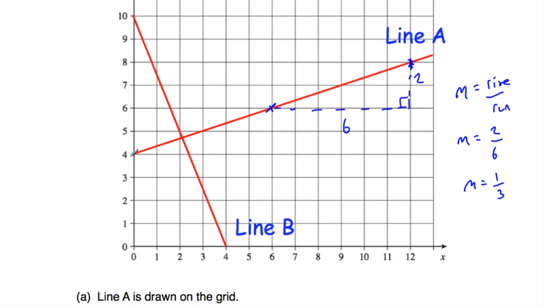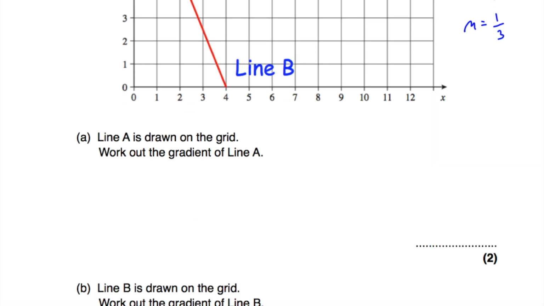So, and let's just check that. If we go across 1 unit, we go up a third. If we go across another unit, we go up another third. If we go across another unit, we go up another third. And as you can see, a third, and a third, and a third, that's equal to 1. So over the course of going across 3 units, we've gone up 1. So that's right, across 3 units, up 1 unit, and so on. So that means the gradient is a third. So let's write that down, a third.